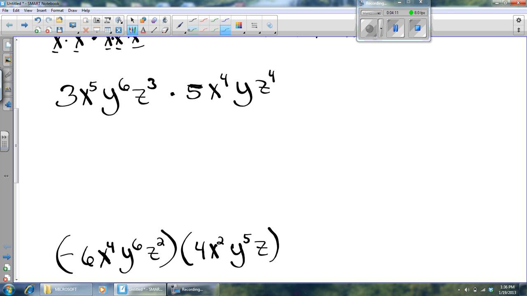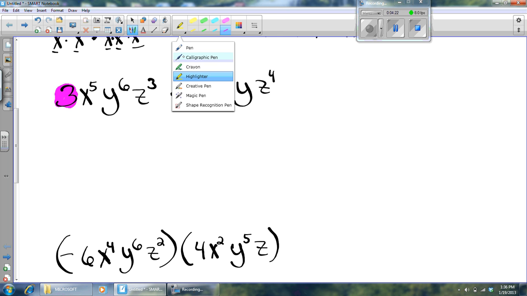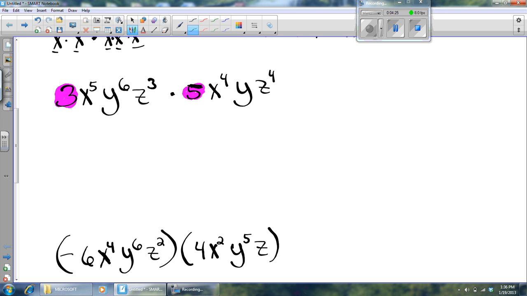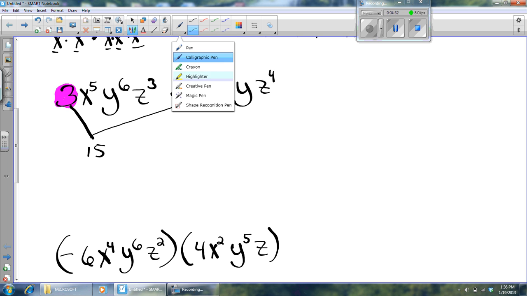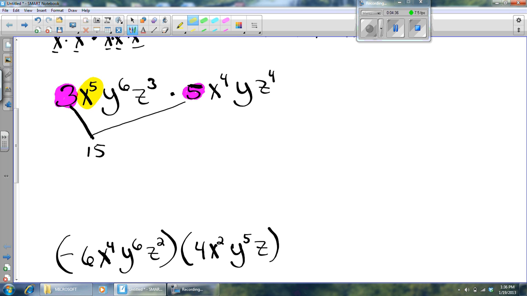Well, the first thing I'm going to do is multiply my coefficients. I've got a 3 here and a 5 here, right? So I'm going to multiply those together, and 3 times 5 ends up being 15. All right, now I'm going to multiply my x terms together, and I've got an x to the 5th and an x to the 4th. Well, from what I just learned, there's 5 x's being multiplied here and 4 x's being multiplied there, which is the same as x to the 9th power. That's all I did. I added the 5 and 4 to get 9.